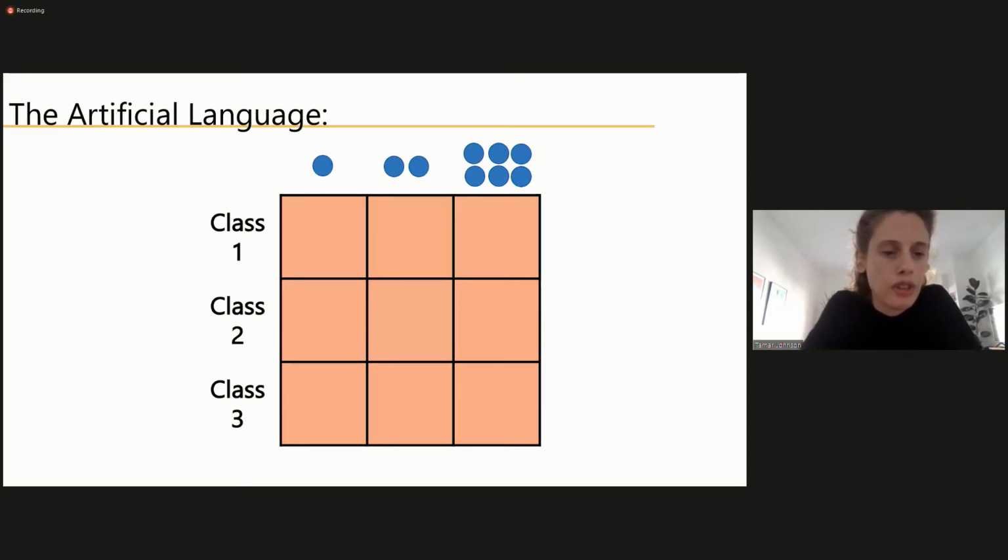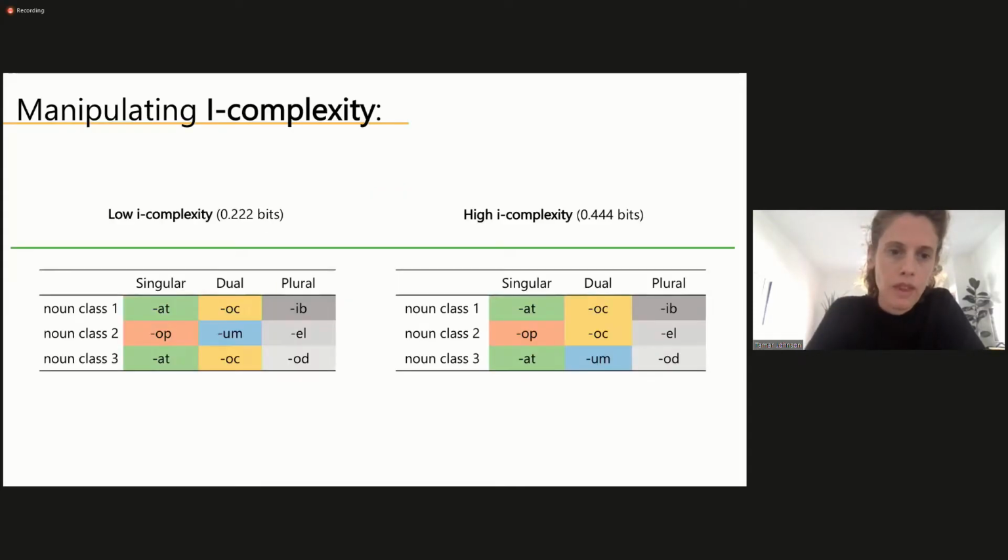So the artificial language that I used in these experiments is of the same design as Seyfarth et al. Forms were marked for singular, dual, and plural according to their noun class, and there were 3 noun classes in the paradigm, and the number was marked as a suffix. I also manipulated the I-complexity to test how it affects the learnability of the paradigm. So we had 2 types of paradigms, one with low I-complexity and the other with high I-complexity.